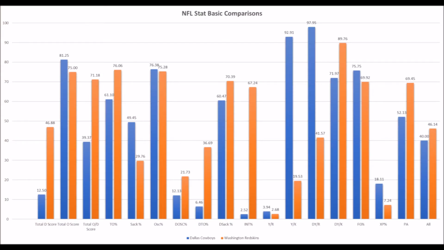So, starting with this matchup between the Redskins and the Cowboys. When you look at the NFL stat basic comparison data, and basic comparison data essentially looks at how the offense is doing, how the defense is doing, and how the special teams is doing from a statistical standpoint in terms of various statistics, most of the data in this game favors the Redskins.